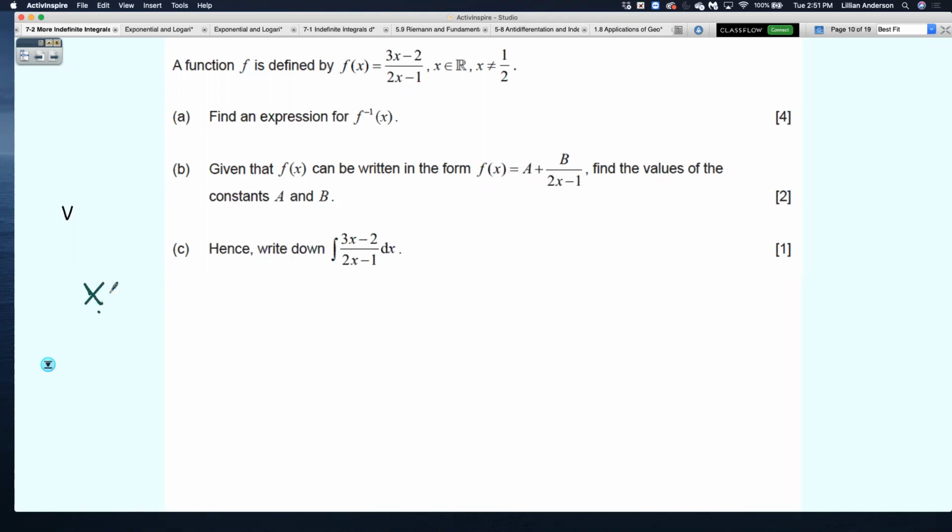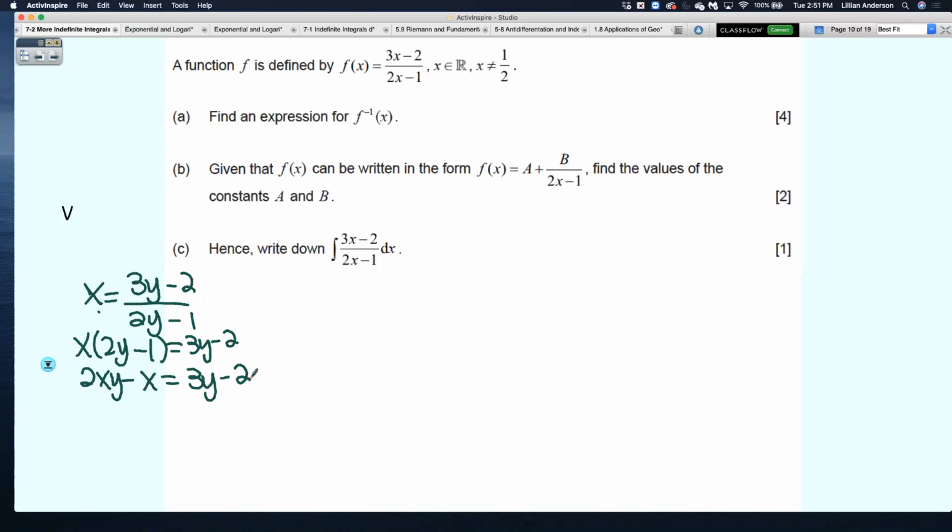So this becomes x equals 3y minus 2 over 2y minus 1, and you have to go through the process of actually solving for y at this point. The reason why it's worth 4 marks is because in these types of problems, you have to do a little bit more algebraic manipulation so that you can solve for y, such as distributing over the x, getting your y's on the same side, factoring out a y, and then dividing so that you solve for y.